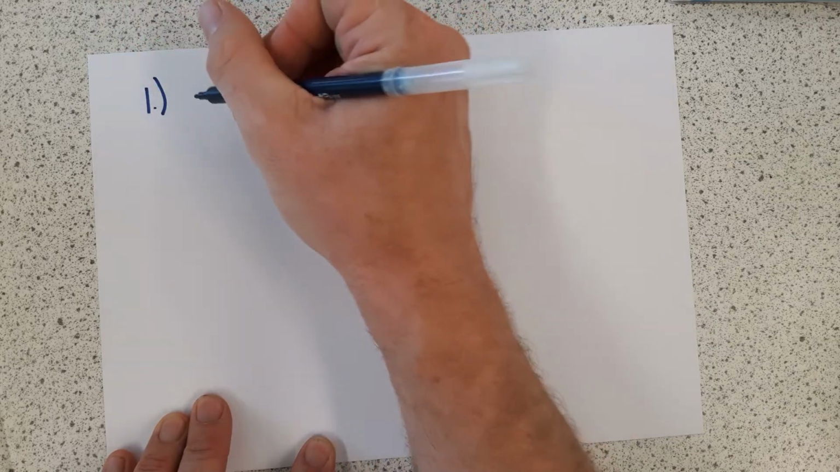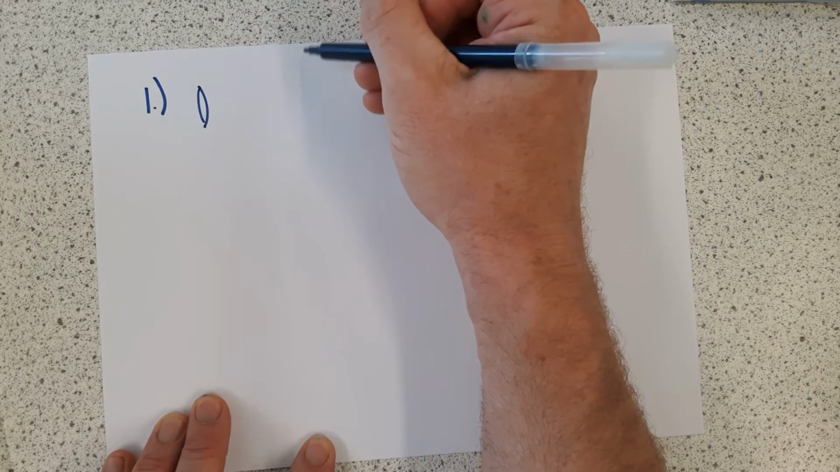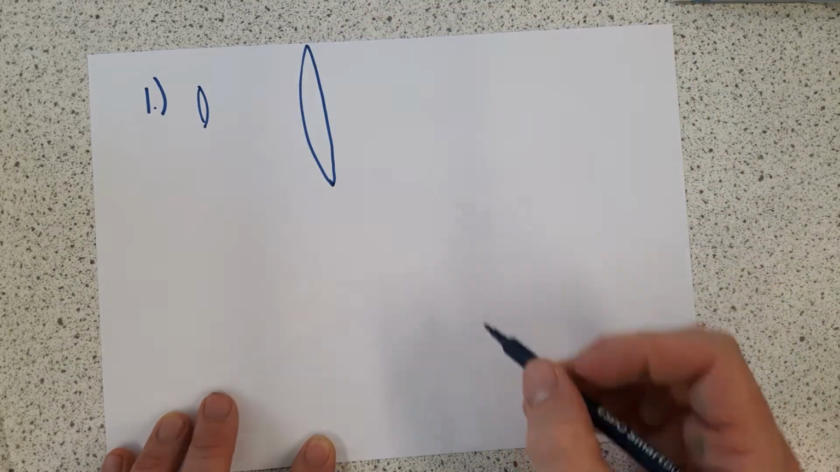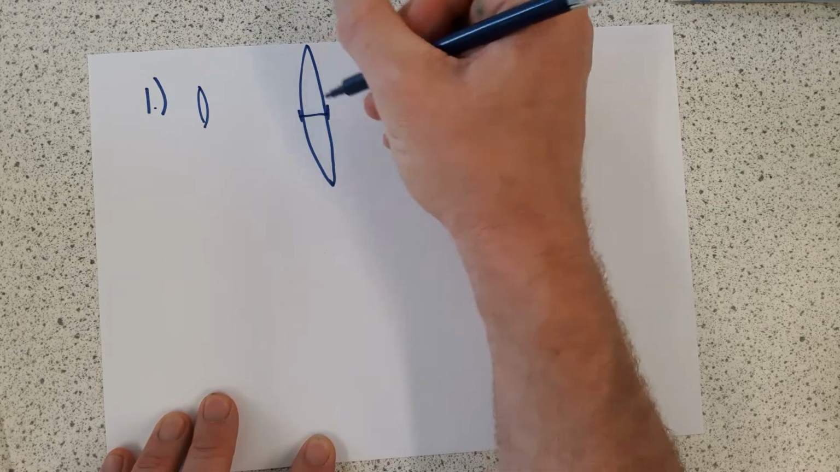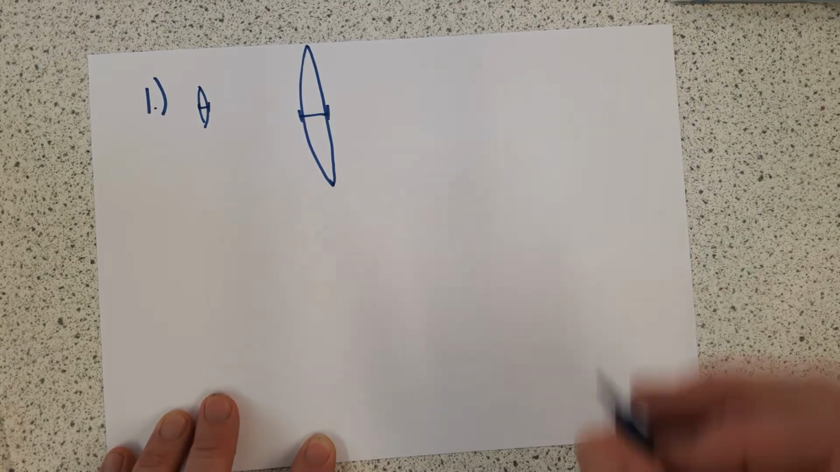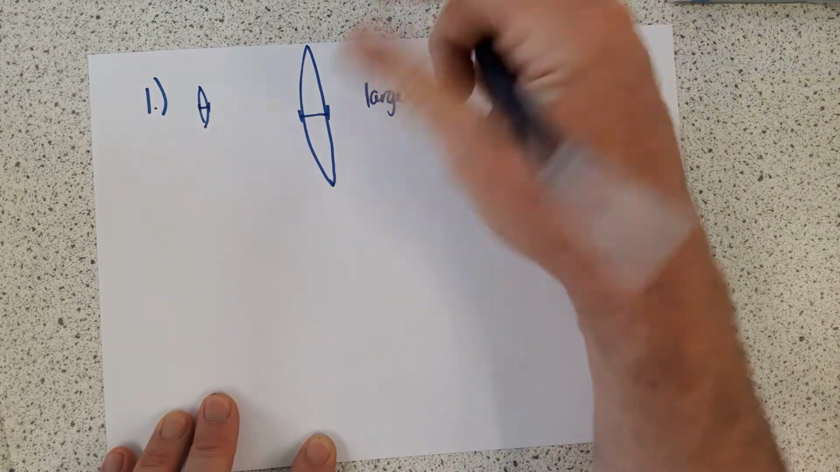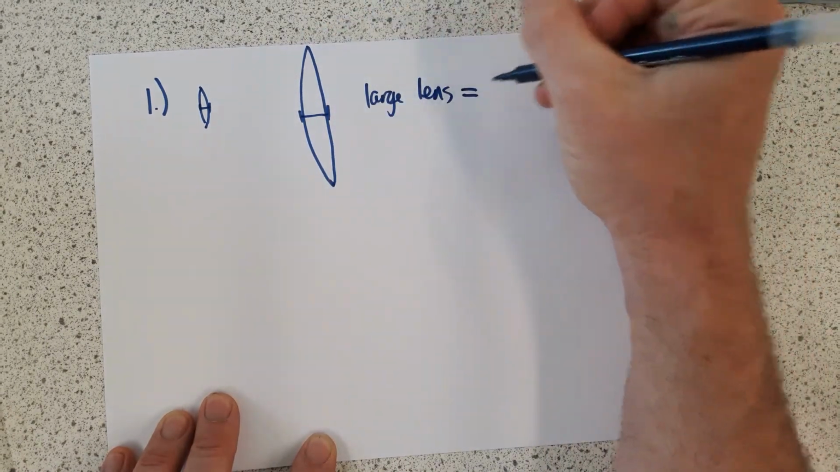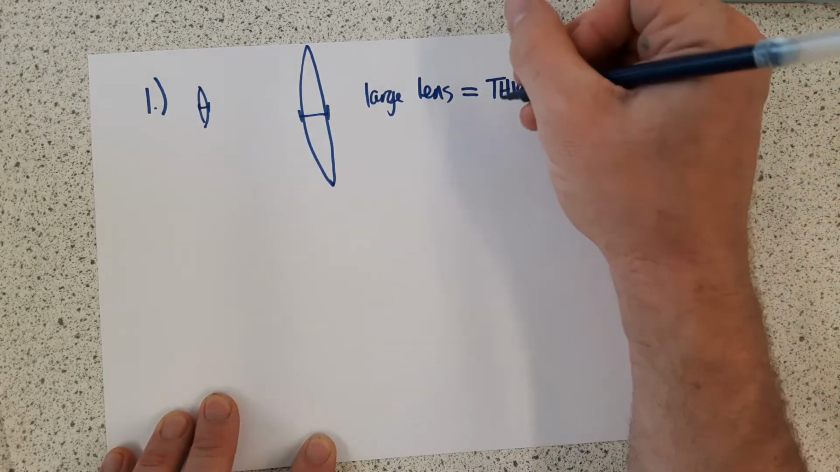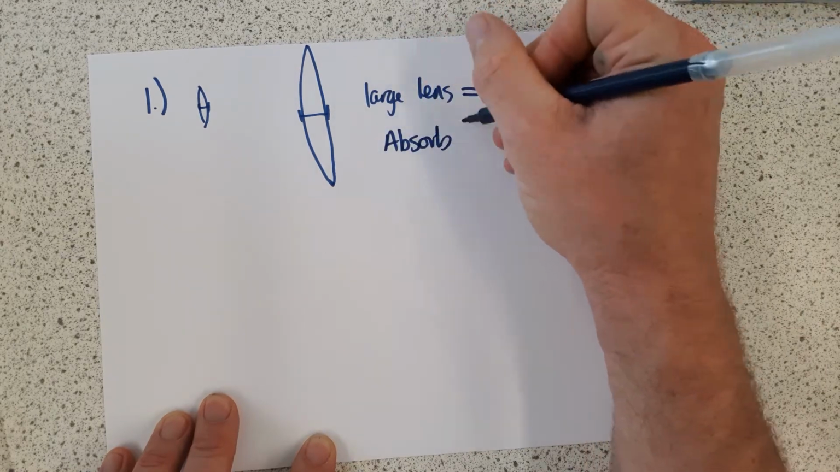Problem number one is this. If I take a small objective lens compared with a large objective lens, the most immediate difference is that the middle of the lens, for the large lens, is very, very thick indeed. So a large lens, which you need for a big aperture, is very, very thick glass. Because it's very thick glass, it will absorb lots of photons.